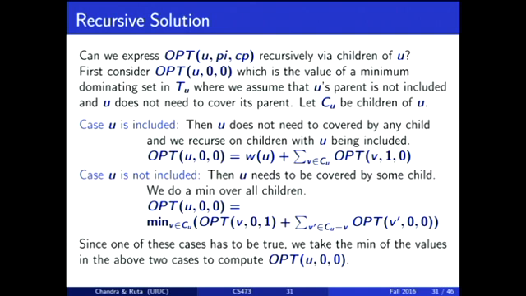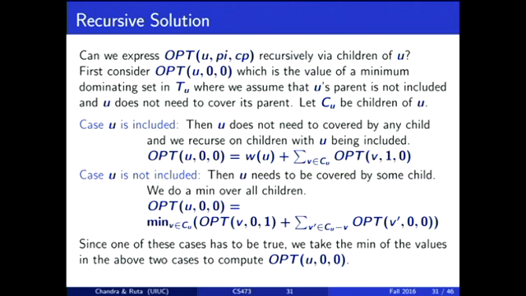So remember, this expression is complicated. It's the min over all the children. I'm forcing this child to cover me, and I'm telling the other children you don't have to cover me. But this is the min over all this thing. Now what is opt U00? Well, it is the min over this and this expression, because I don't know whether I have to include you or not include you.